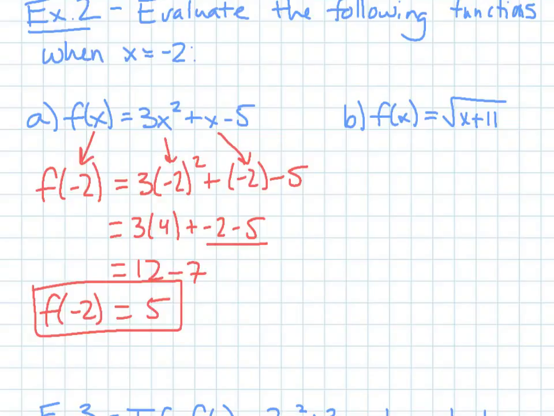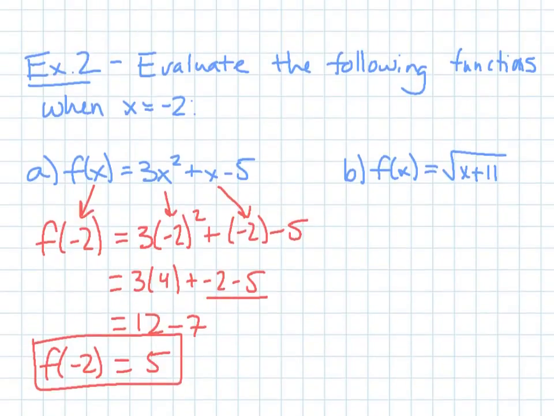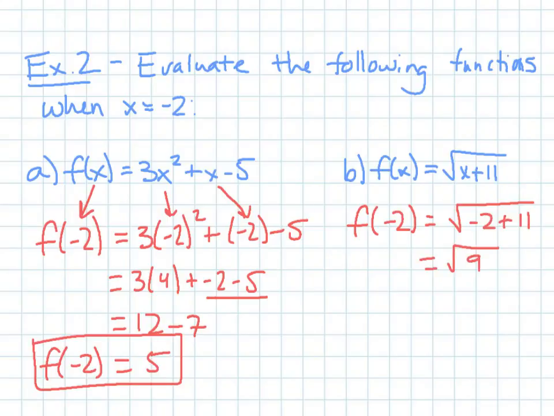The next thing would be if I did it for this radical over here. So f of negative 2 equals the radical of negative 2 plus 11. So inside the radical, negative 2 plus 11 would be 9. And the square root of 9 would be 3. So, in this function's case, f of negative 2 would equal 3. Okay, so depending on the function and the values you're plugging in, you may or may not get the same value.